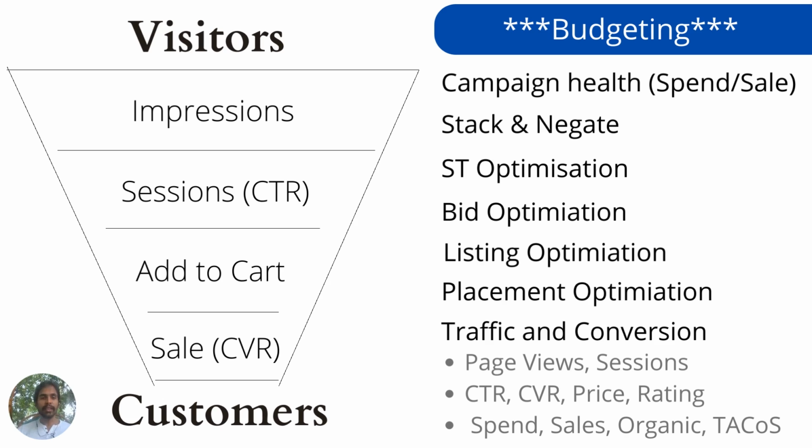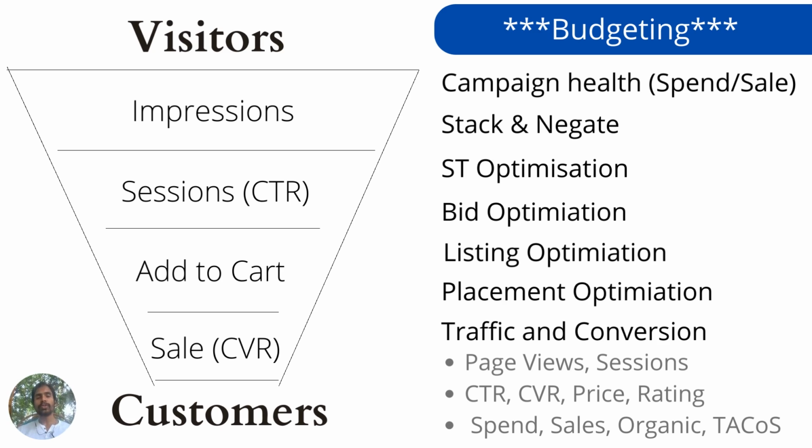The next point is stack and negate. This is more applicable when you're running auto campaigns or broad match or phrase match campaigns. You get to see several search terms which have got only one click and no sales, and you may see hundreds of such search terms. In that case, put all those 100 search terms together, see which words have the highest frequency, and negative phrase all such single words. In that way, to a certain extent, you can control the wasted ad spend.